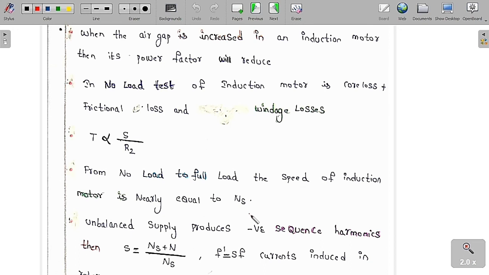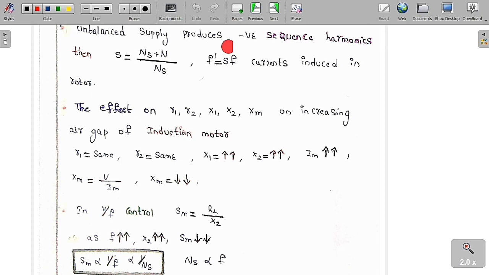So therefore, from no load to full load, the speed of the induction motor is nearly equal to NS, but not exactly. So it is nearly equal to NS. Unbalanced supply produces negative sequence components, then slip is equal to (NS plus N) by NS. So f dash is equal to s into f, the frequency of currents induced in the rotor.